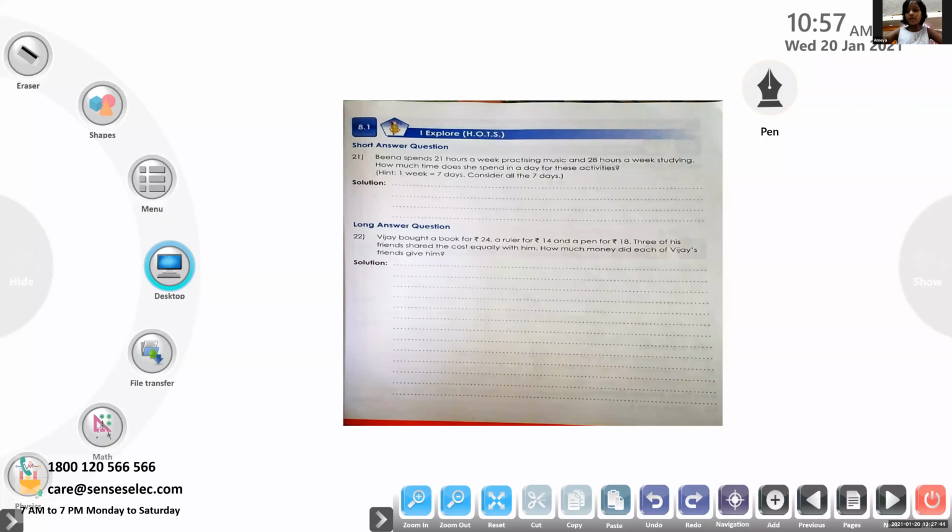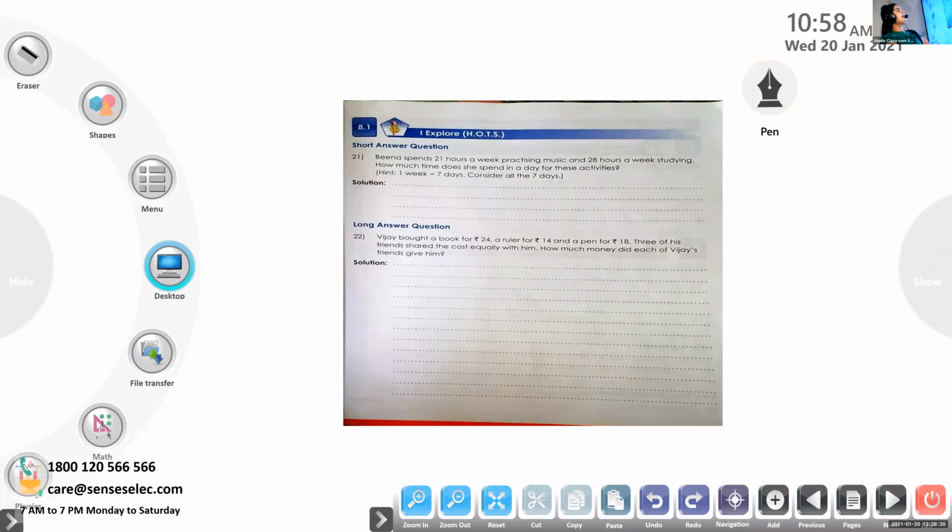Vijay bought a book for rupees 24, a ruler (ruler means scale) for rupees 14 and a pen for rupees 80. Three of his friends shared the cost equally with him. How much money did each of Vijay's friends give him?